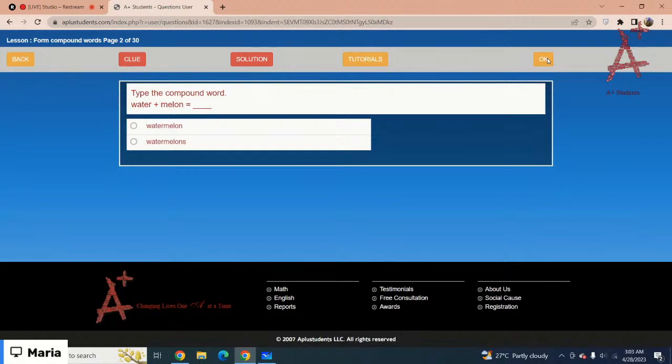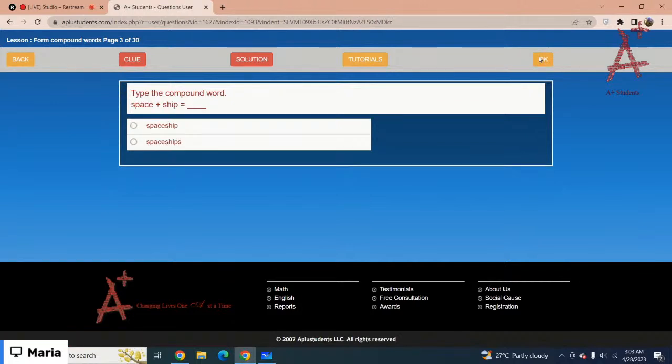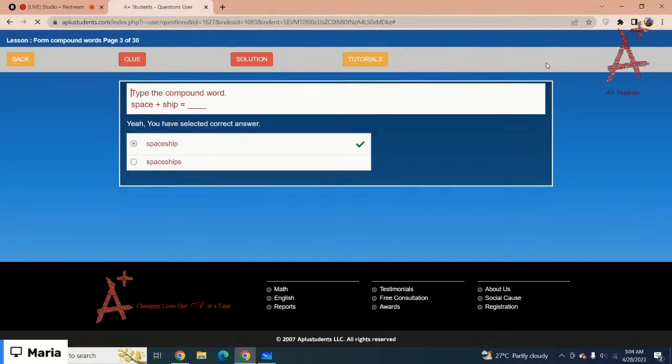Type the compound word water plus melon. So which is the correct option? Yes, that is option number one. Together they make watermelon. Got it? Okay. Type the compound word space plus ship. Which is the correct option? Together they make spaceship. Option number one is the correct option. Got it? Their spellings must be exactly same. No change in the spellings.